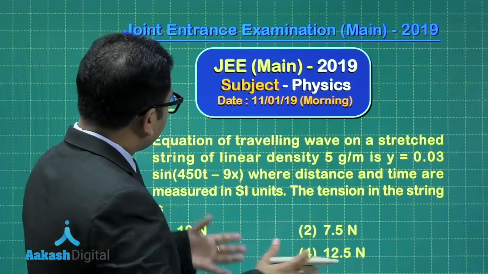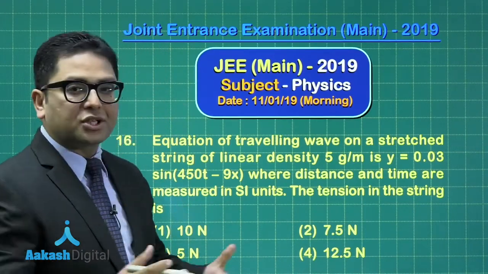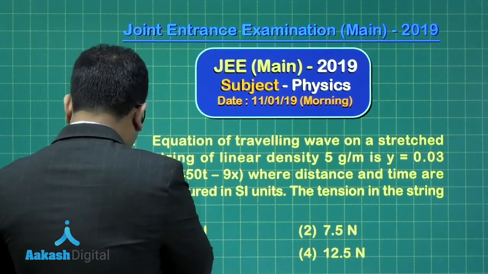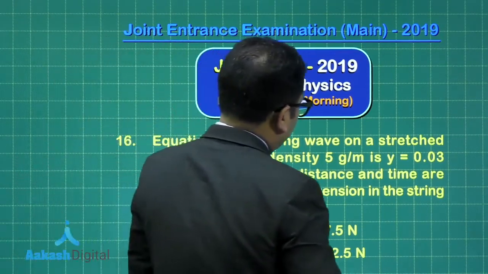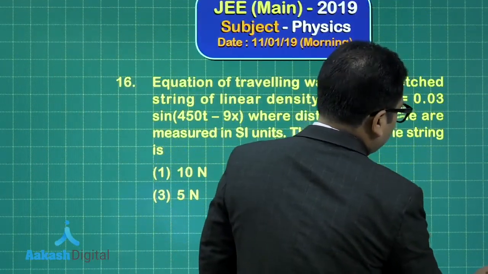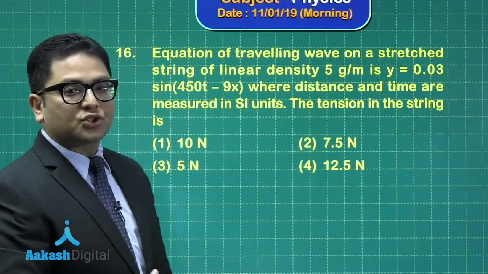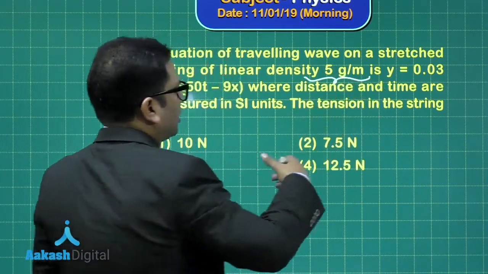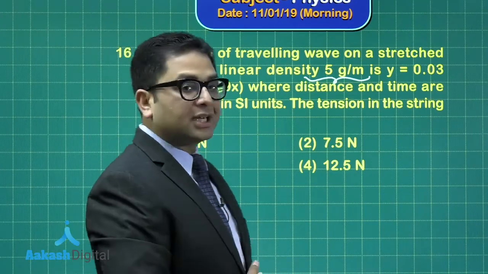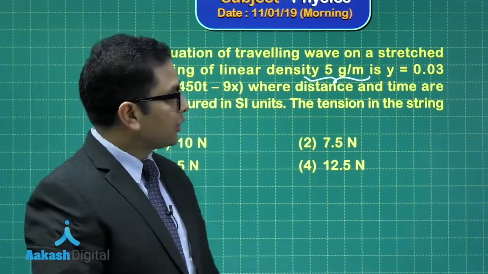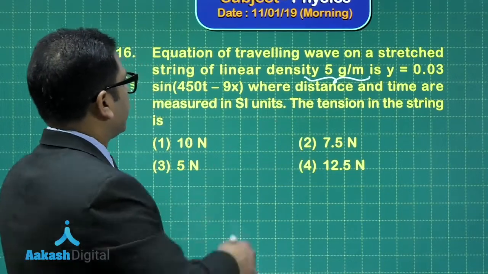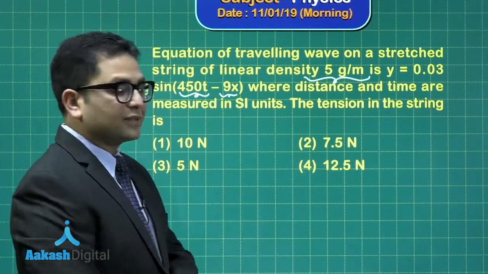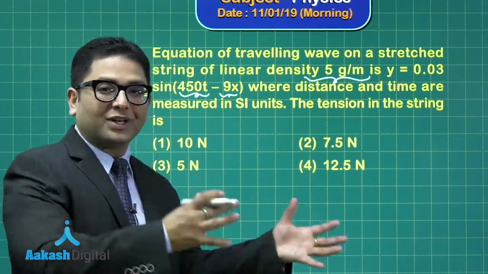Let's see. Question number 16 has been derived from the topic of waves. It says the equation of a traveling wave on a stretched string of linear density 5 gram per meter. The linear density is going to help us calculate the velocity of the wave. Here goes the linear density, which you represent by mu or lambda as per the convention you are comfortable with. And y is A sine of omega t minus kx, where distance and time are measured in SI units. Fine. So there is no trouble of unit conversion.